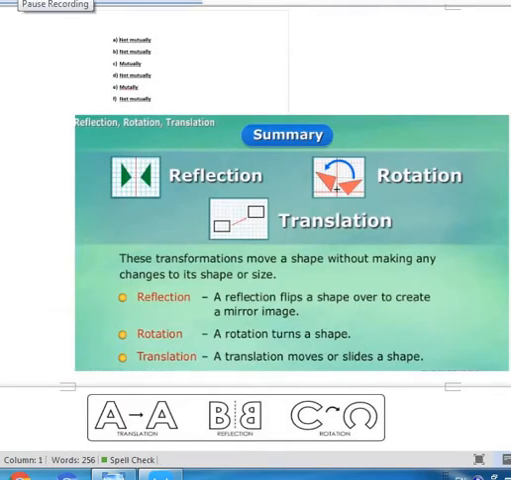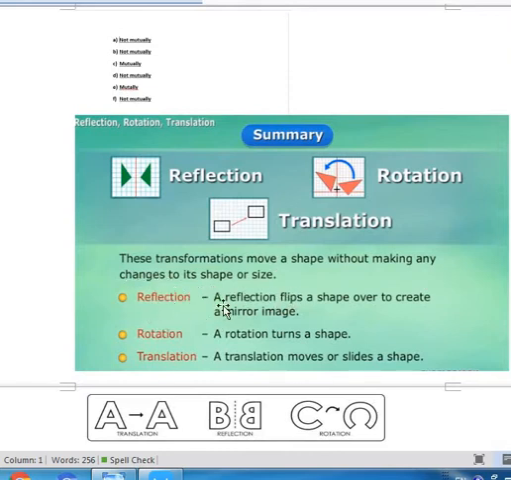Moving to the transformation of shapes. We have covered this lesson and we have made our project. It was about the transformation of shapes, and I was very glad that your projects were outstanding. So here, what is the transformation of shapes? We have reflection, rotation, translation. As a summary, these transformations move a shape without making any change to its shape or size.